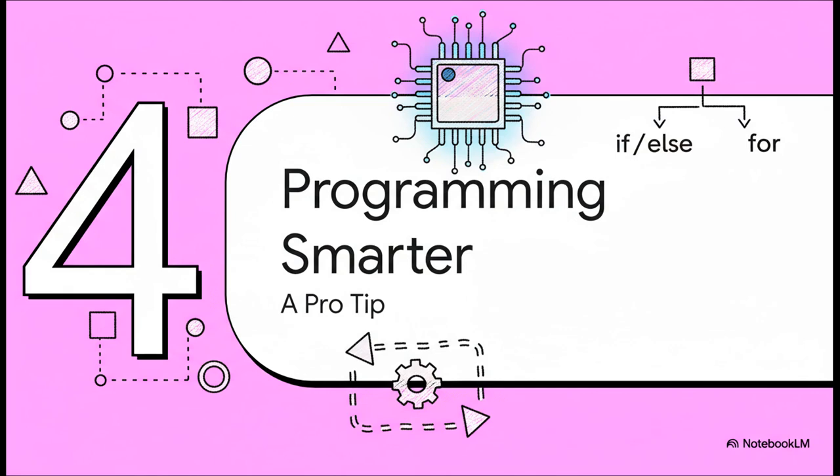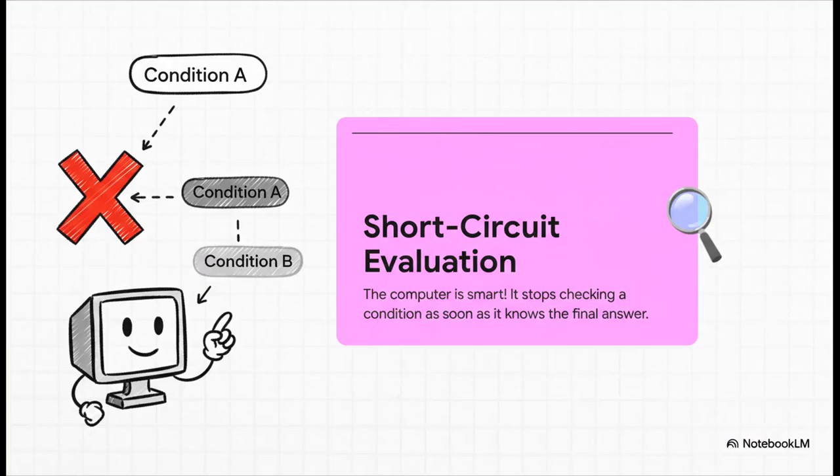All right, now for a little insider secret. This is a really clever trick that computers use to be more efficient. And it's a fantastic example of how programmers can write smarter and much safer code. It's called short circuit evaluation, and basically, it means the computer is lazy in a good way. If you have a condition that checks A and B, and it checks A and finds out it's false, it doesn't even bother checking B. I mean, why would it? It already knows the whole statement has to be false.